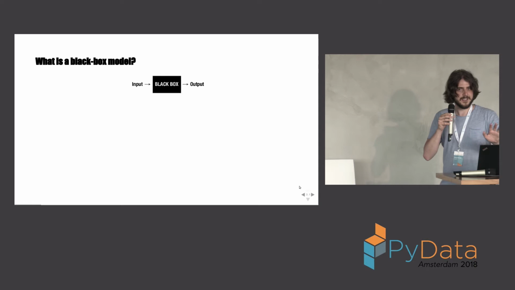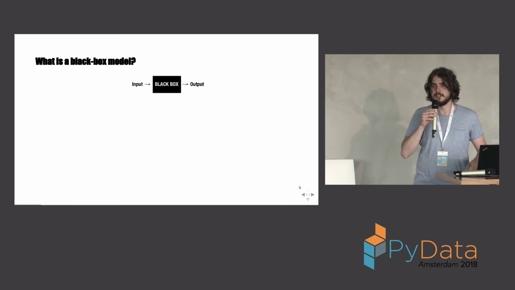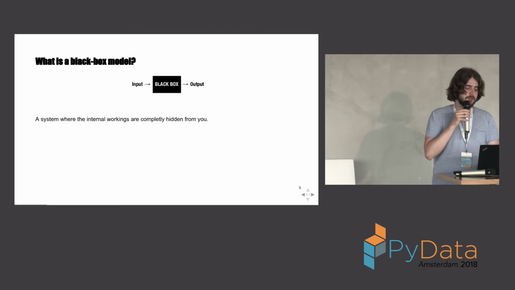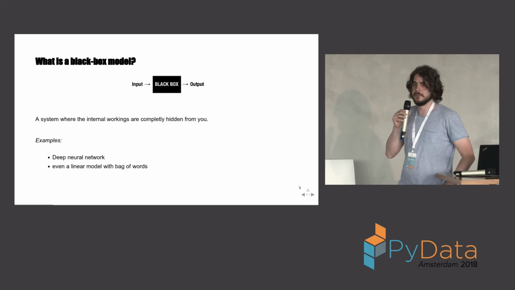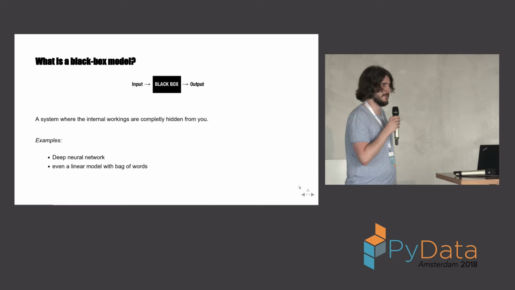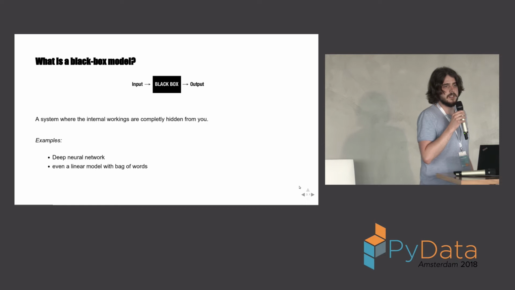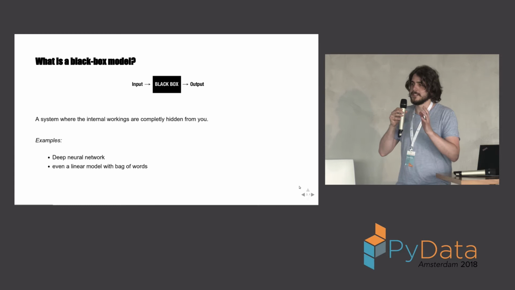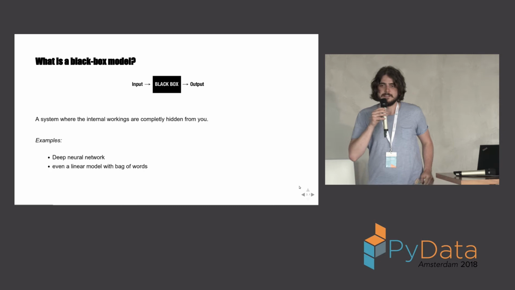What is a black box model? For me, a black box is something where the inner workings of the system are not clear to you. They're completely hidden. For example, the famous examples right now are deep neural networks, right? Nobody really knows what's going on in your three-layer LSTM. But even a linear model with a bag of words representation can be considered a kind of black box, because I know no one who can really make sense directly from 20,000 features contributing to your prediction. So it's also something we probably want to explain a little bit more.